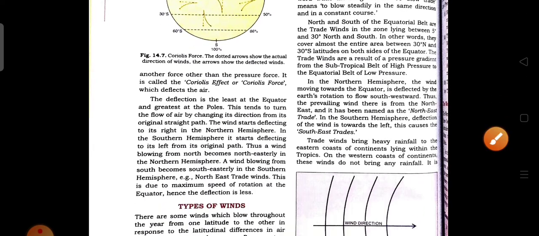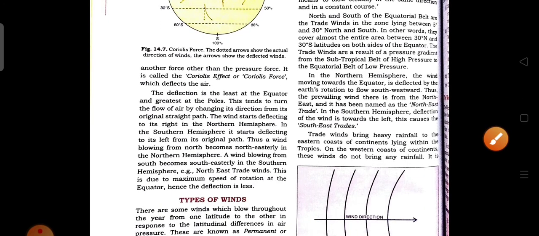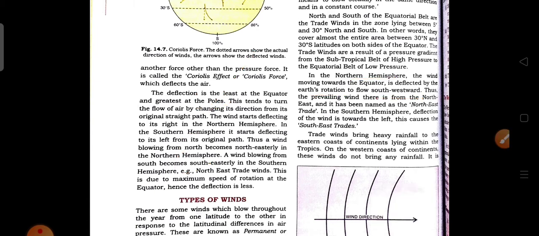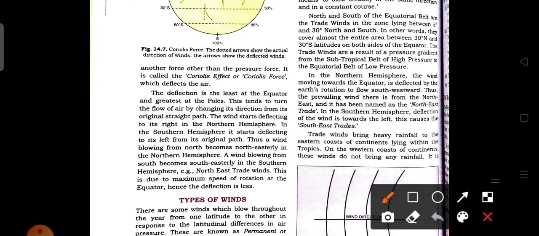In the northern hemisphere, the wind moving towards the equator is deflected by the Earth's rotation to flow southwestward. So, from the north, in the northern hemisphere, the wind moving towards the equator is deflected due to the Earth's rotation. Thus, the prevailing wind there is northeasterly, and it is named the northeast trade wind.